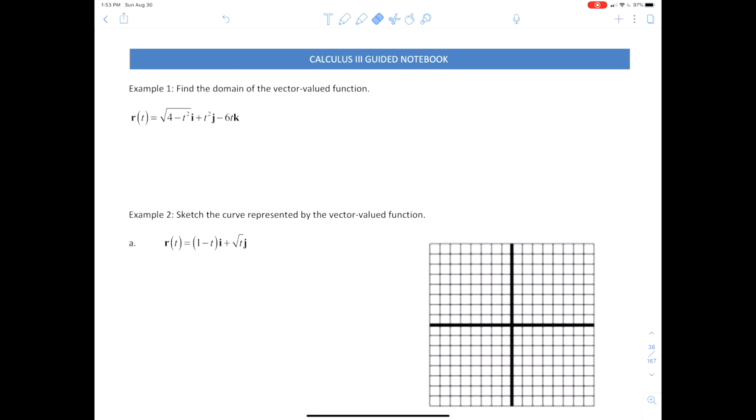So let's take a look at an example. Let's find the domain of the vector valued function. What do we have here? We have r at t is equal to the square root of 4 minus t squared times i plus t squared times j minus 6t times k. Right? So let's take a look. We have our f at t is equal to the square root of 4 minus t squared.